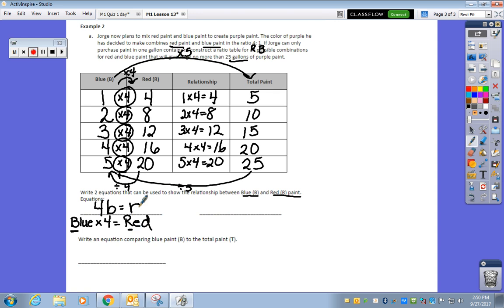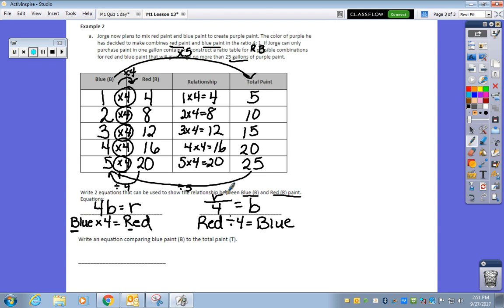The division equation is going to be to go from red to blue. So from red, I divide by 4 to get my blue. So what this would look like is r divided by 4 equals b. Again, make sure that you're using that fraction to show your division.